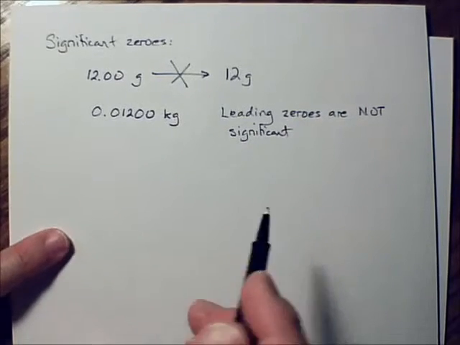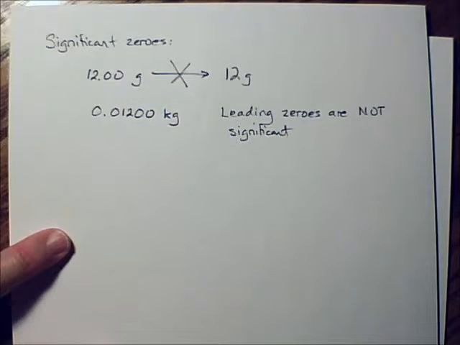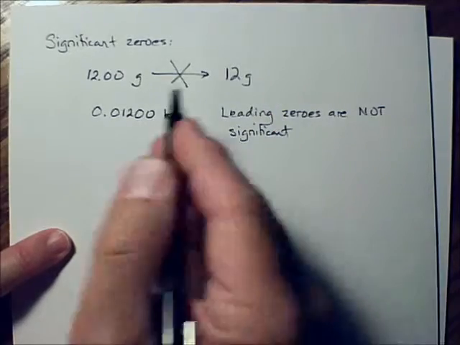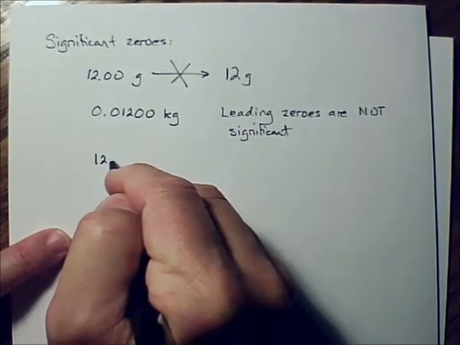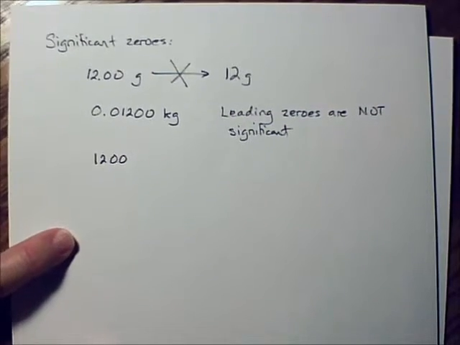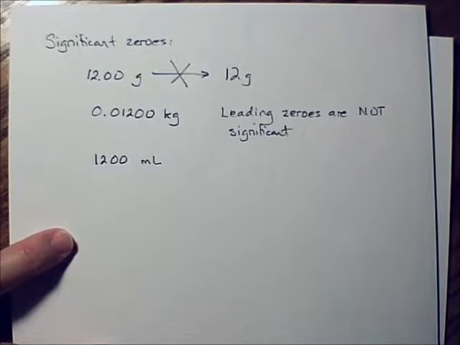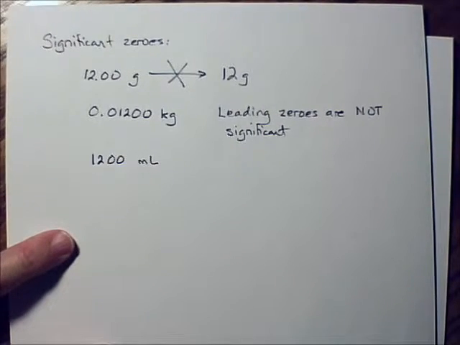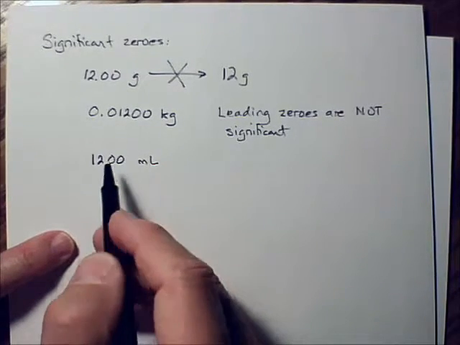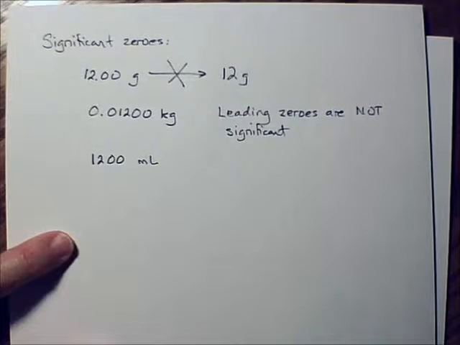All right. Let's see here. Now, if I have a number like this, and let's say that's 1200 milliliters. There's no decimal place here. There's a problem with this number, because I don't know, because of the way they wrote it, if the person writing down and publishing this number meant for those 2 zeros to be significant or not.